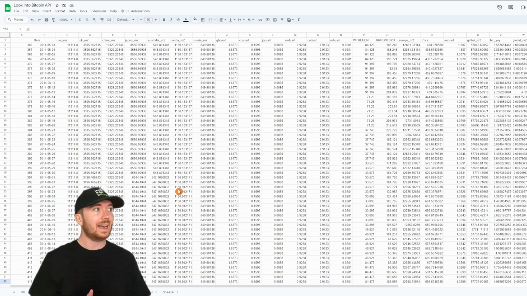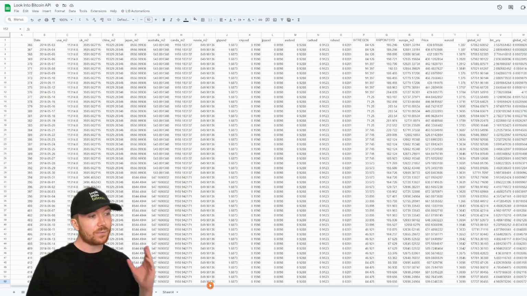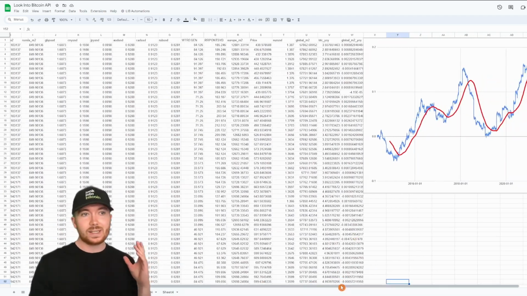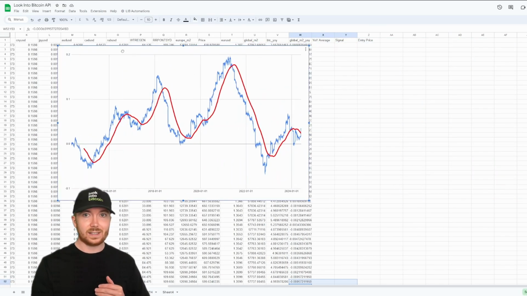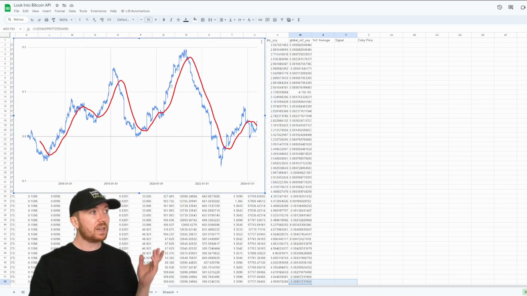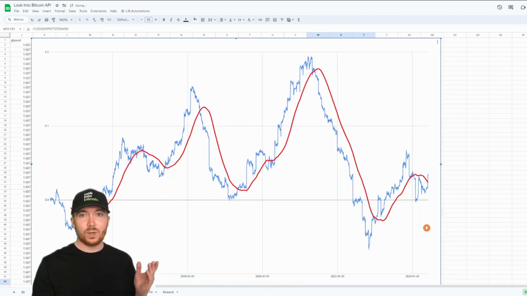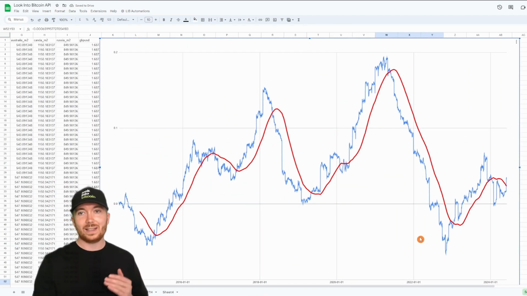So what we have here is the Look Into Bitcoin API, and all I've done is pulled that global M2 year-on-year data. And then from that, very simple, I've just applied a 200 simple period moving average to that data. I'll bring it across here so it's a bit clearer. On this data, we can very clearly see this red line, which is the moving average, and then the raw data, which is this blue line.